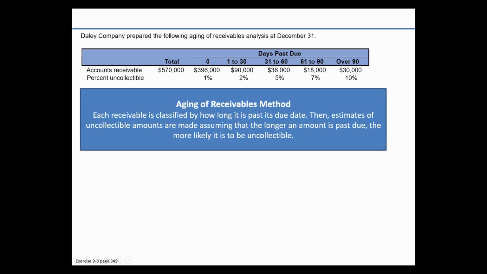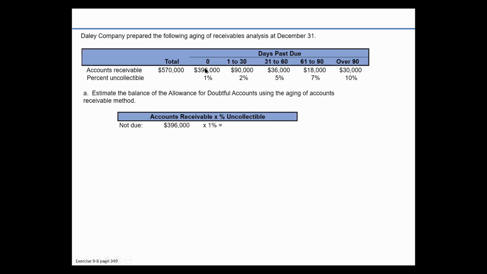So remember that the aging of receivables method is that each receivable is classified by how long it is past its due date. Then estimates of uncollectible amounts are made, assuming that the longer an account is past due, the more likely it is to be uncollectible. We just list them out and we figure out then how much would be uncollectible from each time period.